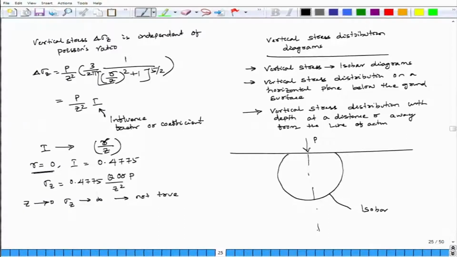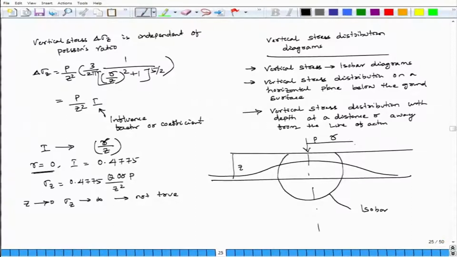This is case 1. The second one is your vertical stress distribution on a horizontal plane. This is my horizontal plane at a distance of z. How does it vary? And the third one is your vertical stress distribution below the ground surface at a distance r from the point load. How does it vary? So, these are the three cases.